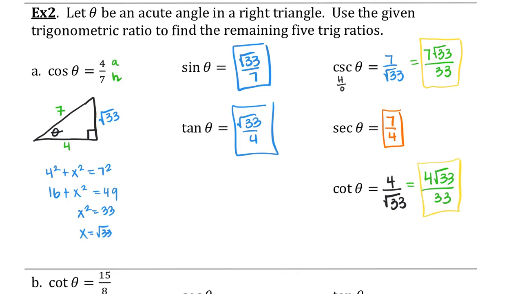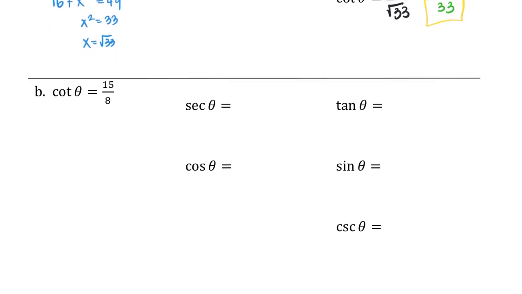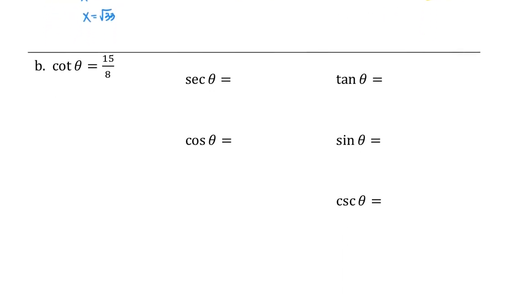Okay, let's try one more. Okay, last one. Cotangent of theta is 15 over 8. Tangent is opposite over adjacent, so cotangent is adjacent over opposite. So I'm going to draw it this way. You can draw it differently. Okay, so adjacent is 15, opposite is 8. Some people also will flip this. They'll say tangent of theta equals 8 over 15, and then they will draw it that way.